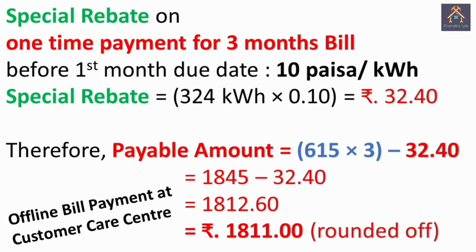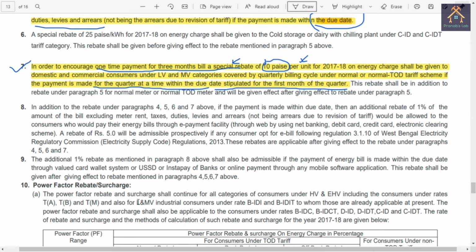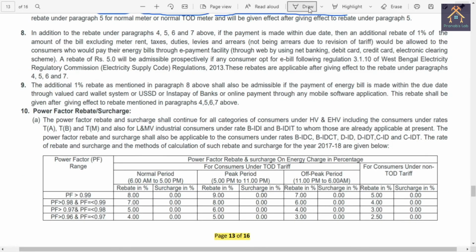And this is the amount you have to pay when you are paying the offline bill at the customer care center. But still you can get an extra discount of 1% on this total bill amount if you are paying this 3 months bill before the due date via online method or internet banking. Point number 9 states that the addition of 1% rebate as mentioned in paragraph 8 above shall also be admissible if the payment of energy bill is made within the due date through valued card, wallet system or USSD or InstaPay of banks or online payments through any mobile software application.